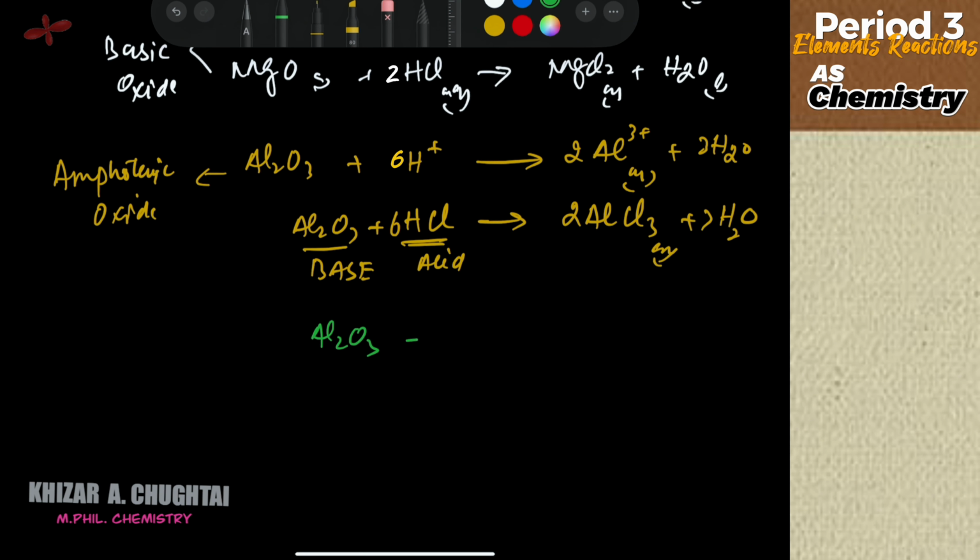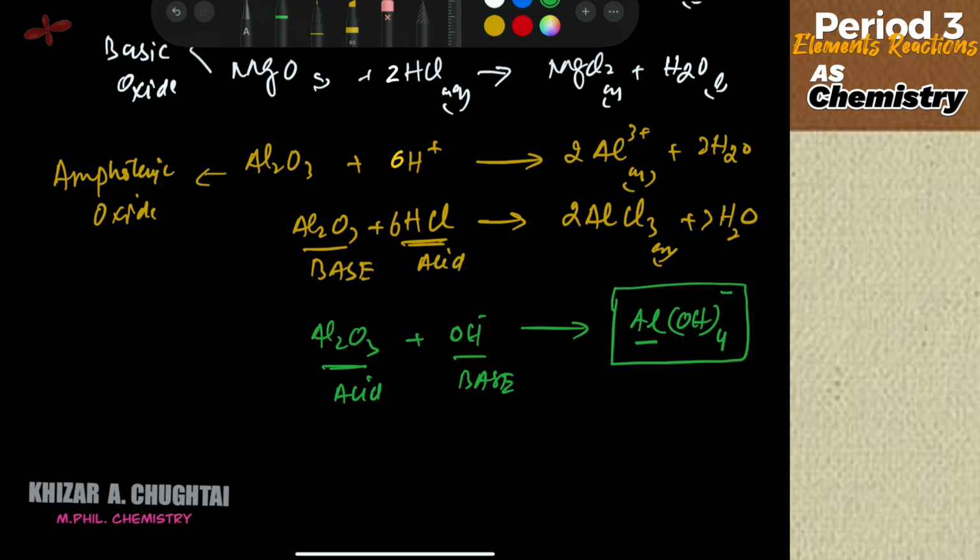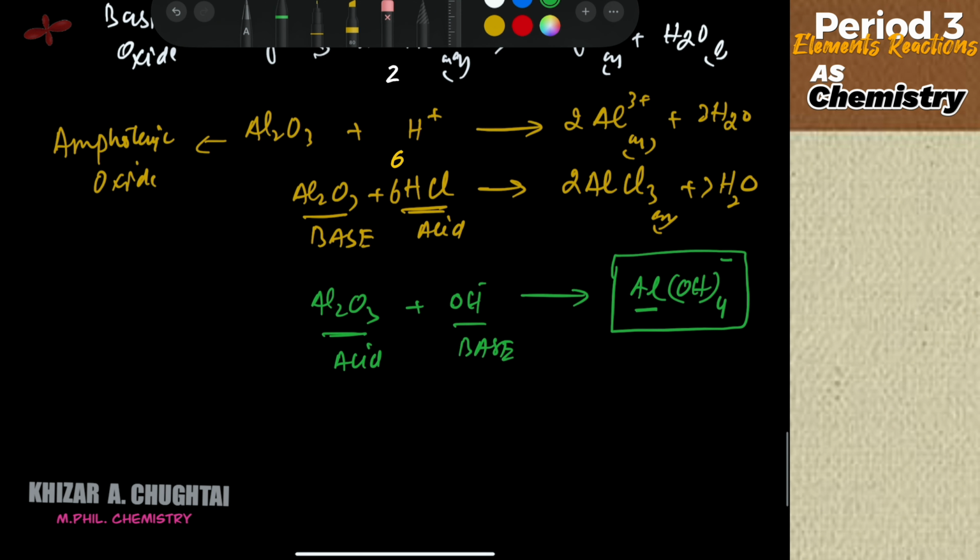Al2O3 plus OH negative ion. It is going to react, this time acting as an acid, and it is going to react with a base or alkali. Here is the formation of the [Al(OH)4] negative ion. So this aluminium is part of the negative ion. This is a unique property of aluminium: it behaves as an amphoteric oxide, number one.